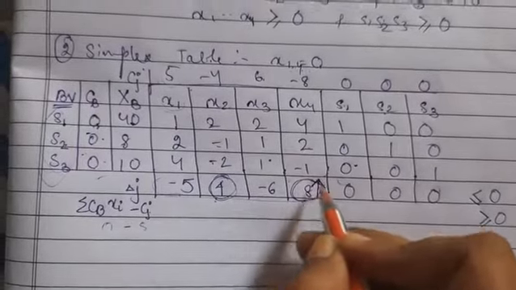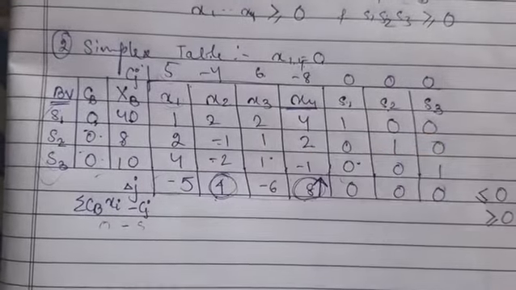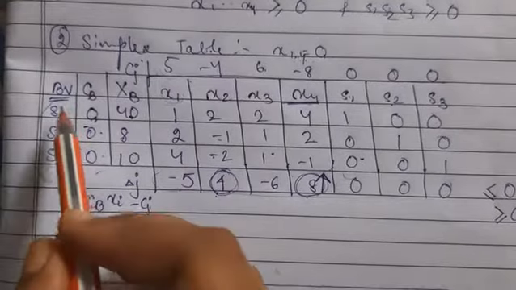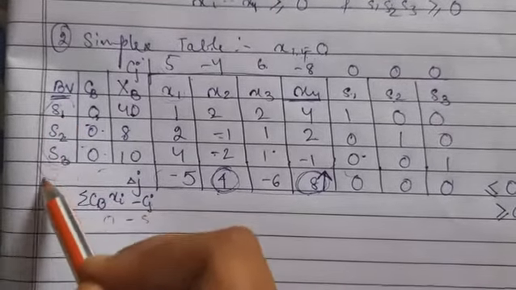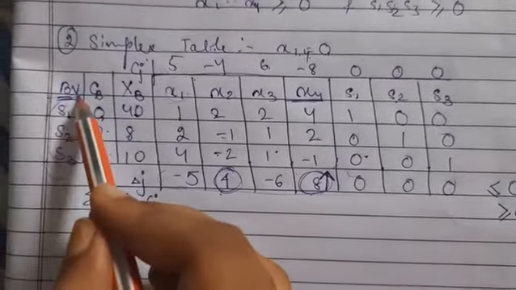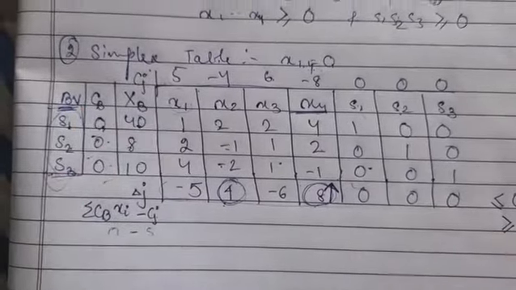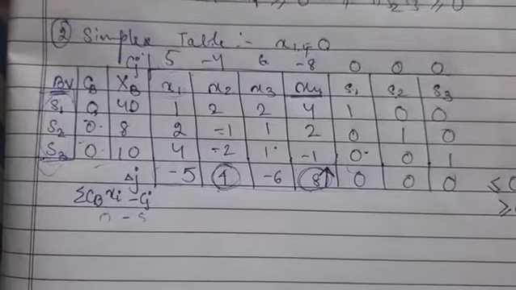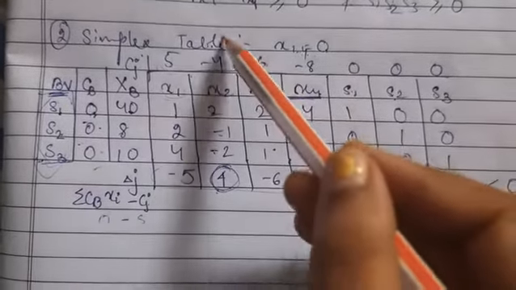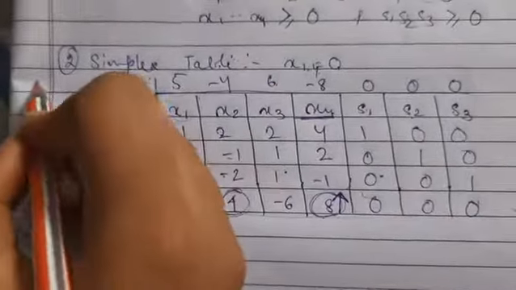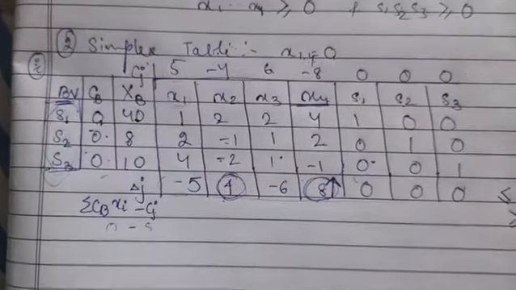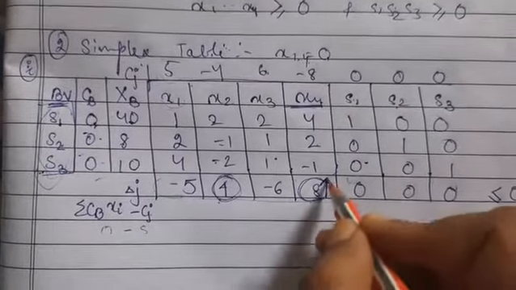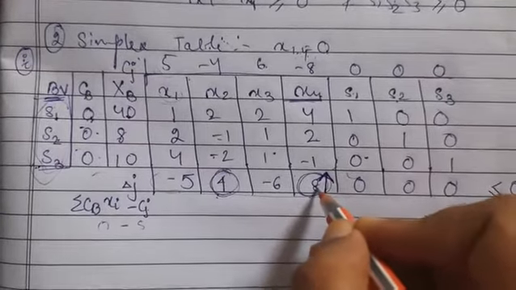So this x4 variable will be my entering variable, entering into the basis, or x4 will be our next basic variable, that is, it should be not equal to 0, whereas in iteration 1 it was equal to 0. So this is my entering variable.